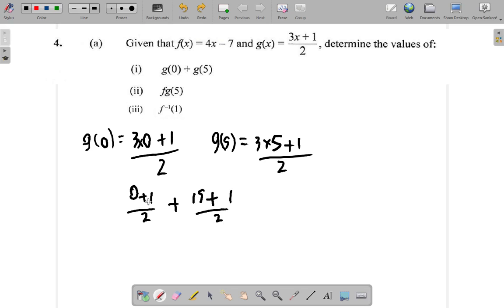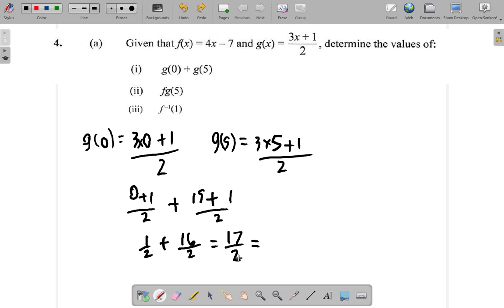So in this case now, 0 plus 1 is just 1. So this is 1 over 2 plus 15 plus 1 is what? 16. Right? 16 over 2. So in this case, remember, this is 1/2 plus 16/2 gives you 17/2. Just add the 1 and the 16. So you're 17 over 2. Right? So this is an improper fraction.